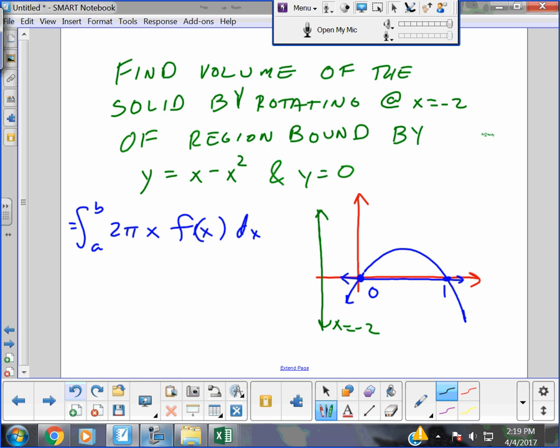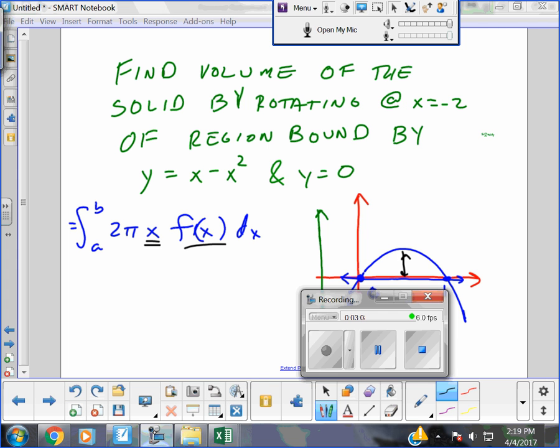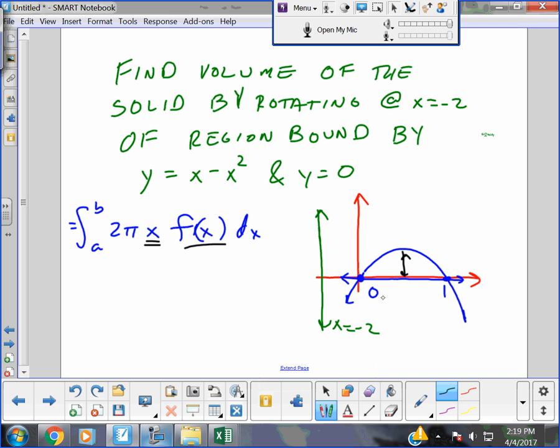I look at this and I can immediately see that f of x is pretty easy. It is a parabola, do we all agree? x minus x squared. What's not easy is the radius. This is the hard part. Don't be fearful of it. The radius is x plus 2.